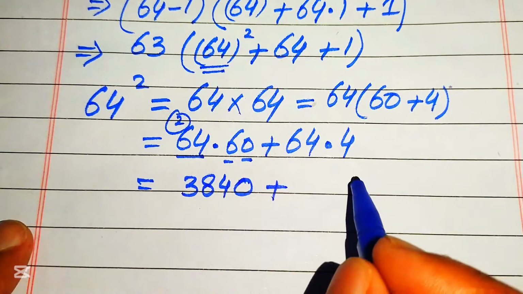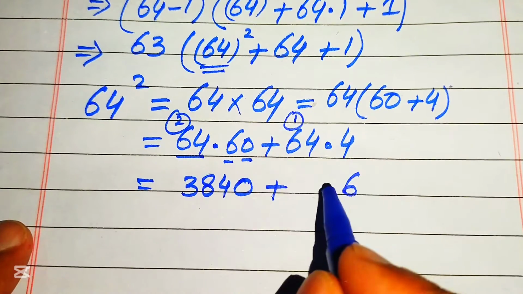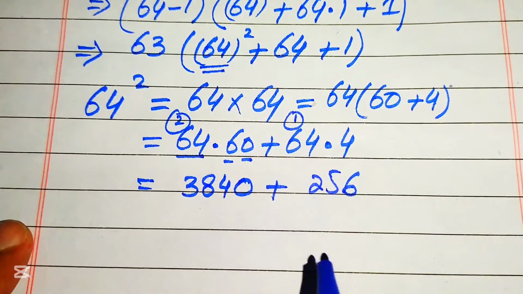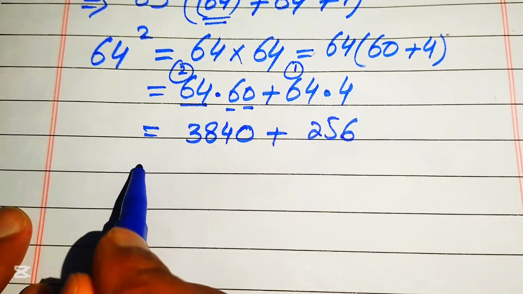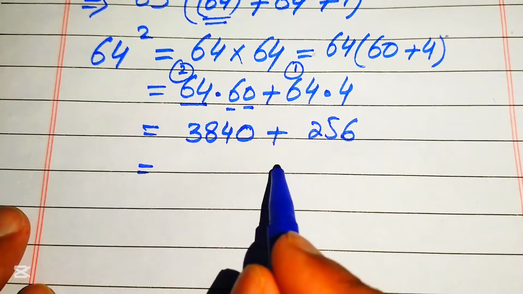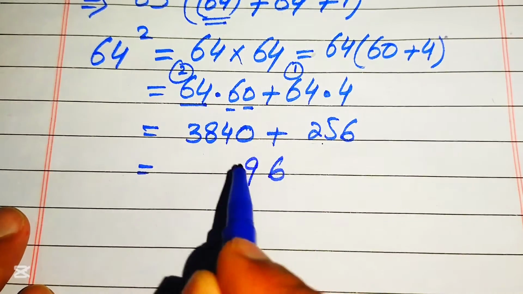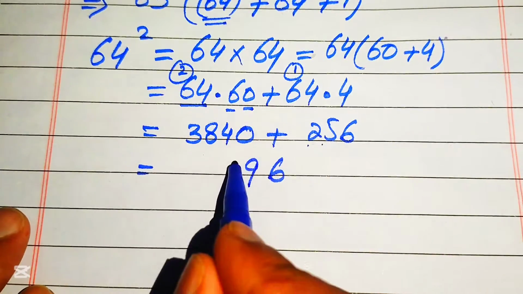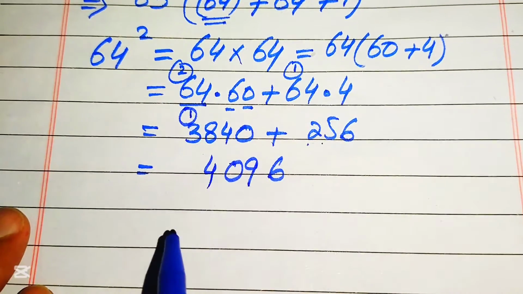So 4 times 4 becomes 16. We write 6 and carry 1. 6 4s are 24, 24 plus 1 becomes 25. And now in the next step we need to sum up these two values. Here you have 0 plus 6 becomes 6, 4 plus 5 becomes 9, 8 plus 2 becomes 10. We write 0 and carry 1, and 3 plus 1 becomes 4.